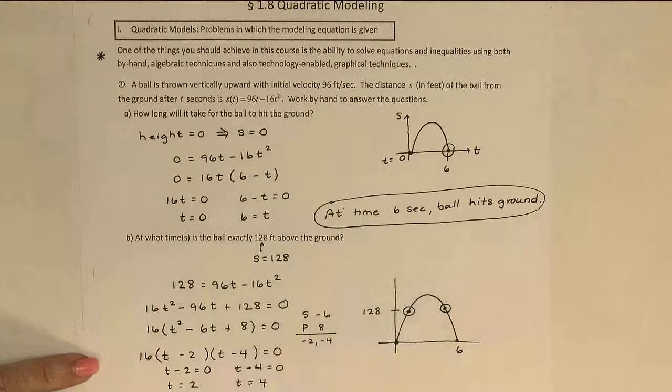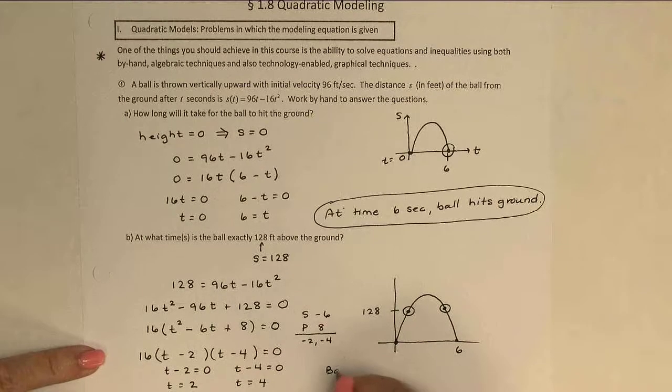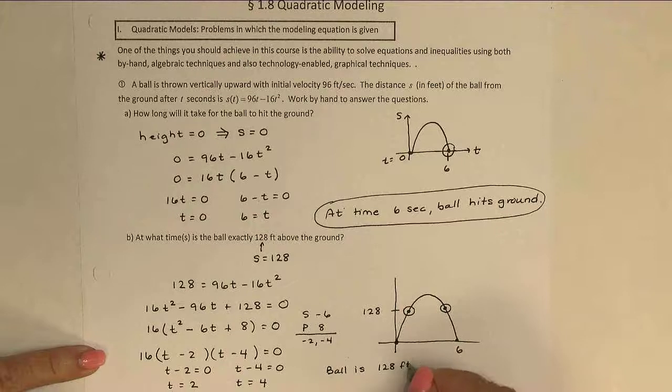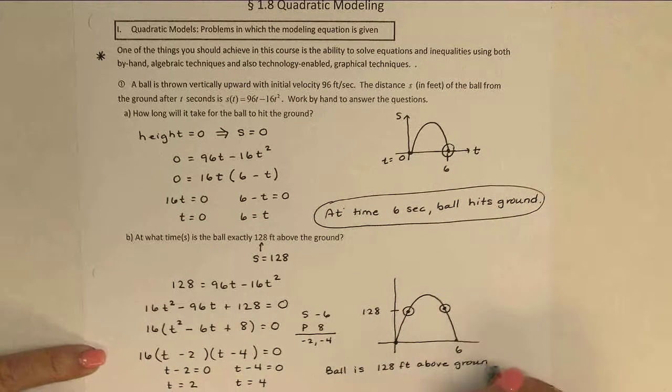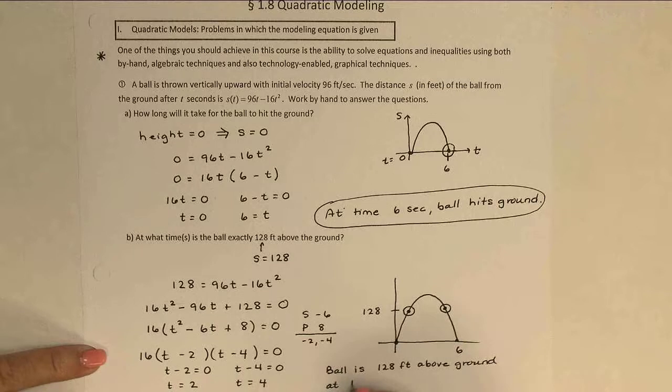To answer the question, though, I could say the ball is 128 feet above ground at time 2 seconds, and time 4 seconds.